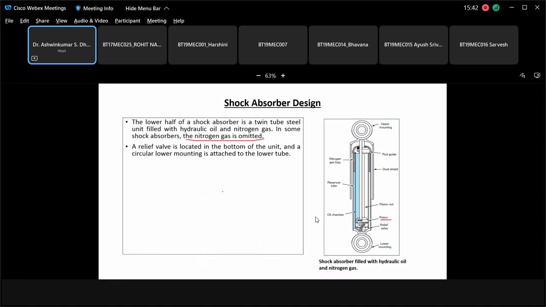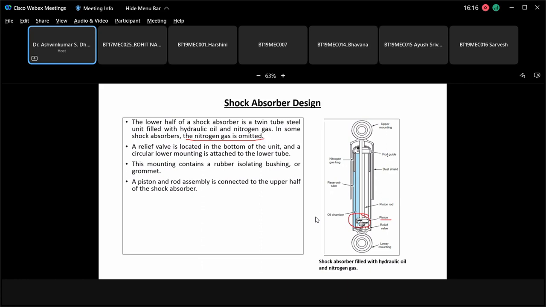A relief valve is located in the bottom of the unit, and the circular lower mounting is attached to the lower tube. So this is a tube in tube, telescopic kind of shock absorber. This mounting contains a rubber isolation bushing or grommet. Then a piston and rod assembly is connected to the upper half of the shock absorber. This is the cut section, the reservoir tube, then the oil chamber. This complete thing is a piston, and there is a relief valve at the bottom.